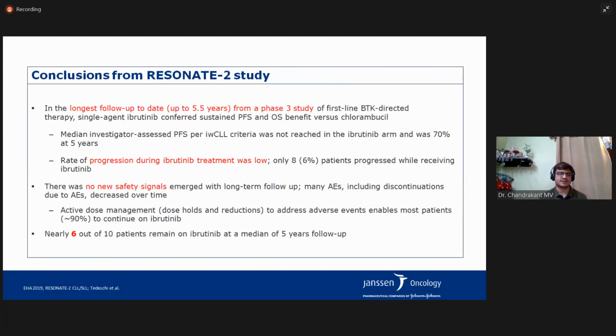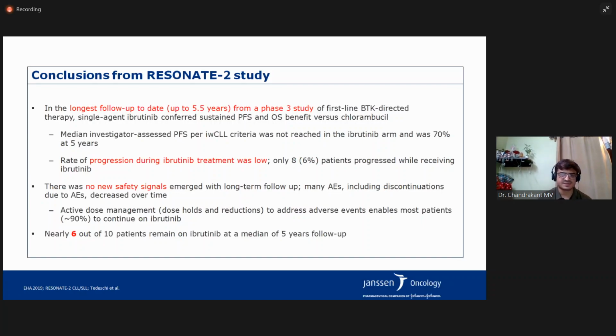So what are the conclusions? In the longest follow-up to date, up to 5.5 years from a phase 3 study, the first line BTK directed therapy, single agent ibrutinib, conferred sustained PFS and OS benefit versus chlorambucil. The median investigator assessed PFS was not reached in the ibrutinib arm and was 70% at 5 years. The rate of progression during ibrutinib treatment was low. There were no new safety signals.